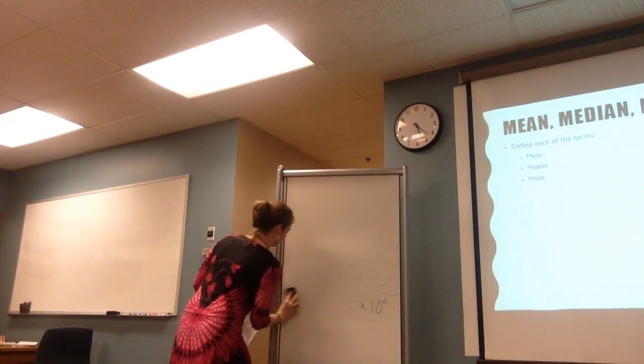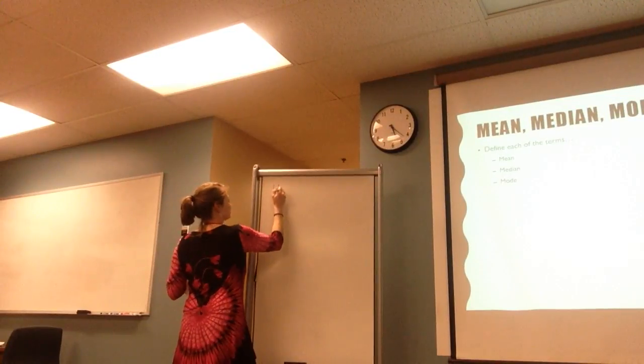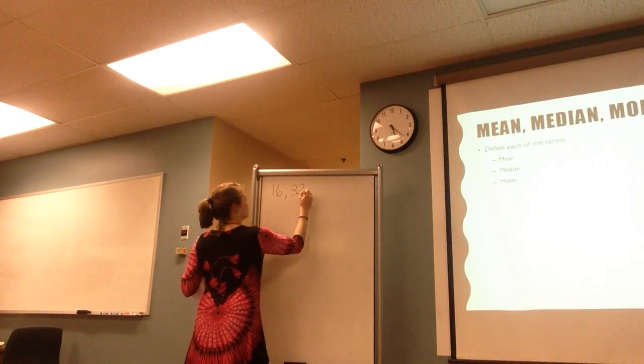Okay, let's do mean, median, and mode on Jake's family. Okay. So can I have all the ages of all of them? You don't need to put them in order.